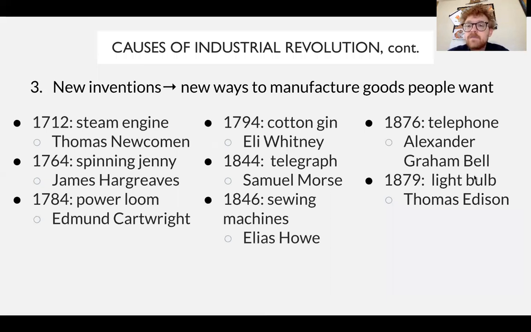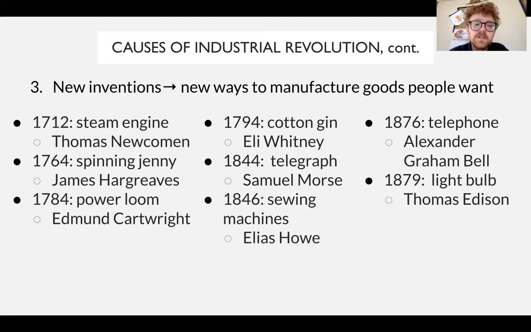But finally, we have a logistic reason why we see the Industrial Revolution. Well, there are new inventions to make goods. There are new inventions to support industrial economies. So you should be familiar with at least 3 from this list right here.